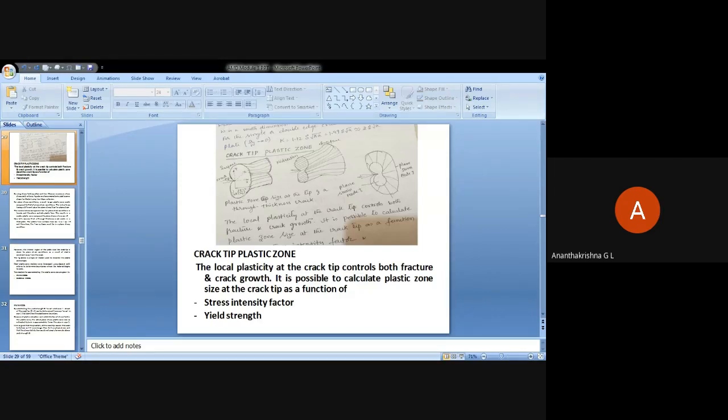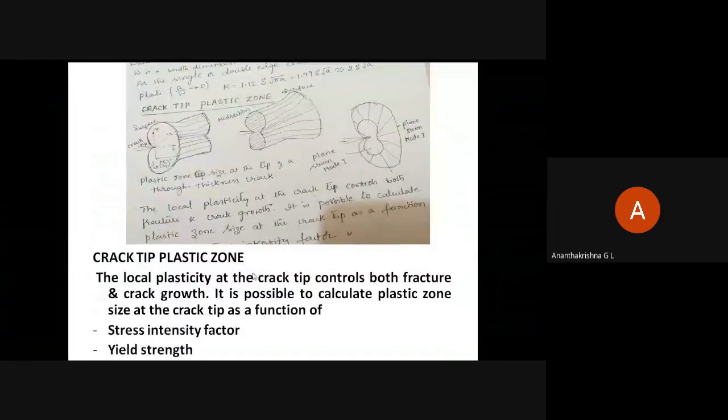the local plasticity at the crack tip controls both fracture and crack growth. So the behavior at the crack tip would control how the crack will propagate or grow, and also the eventual fracture. It is possible to calculate plastic zone size at the crack tip as a function of stress intensity factor, which is K, and yield strength. Please understand that the local plasticity at the crack tip will control both fracture and crack growth.